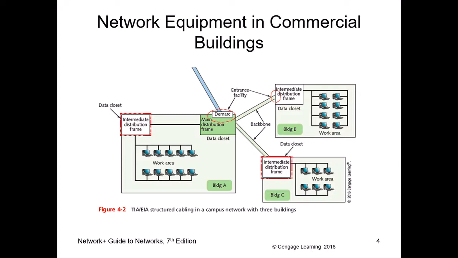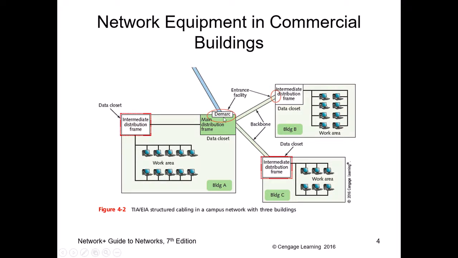So when we are talking about commercial buildings, you're going to have the main distribution facility, the MDF. This is the main building where everything comes from outside. It comes to the main MDF. This is the demarcation point, the demarc point. So please write this down.